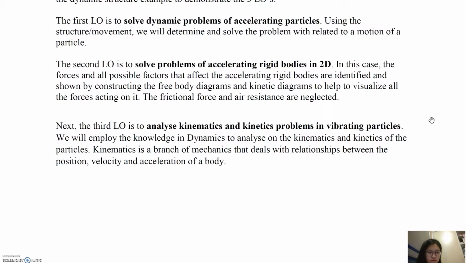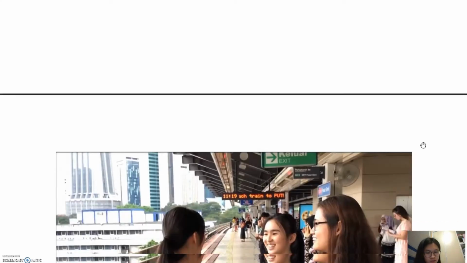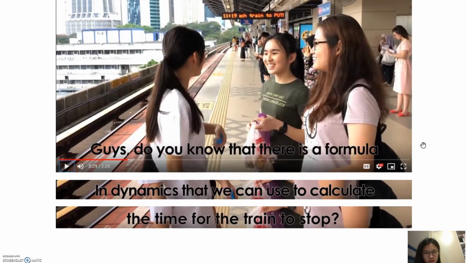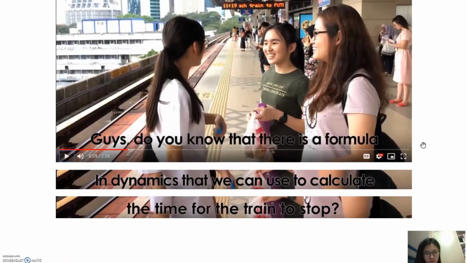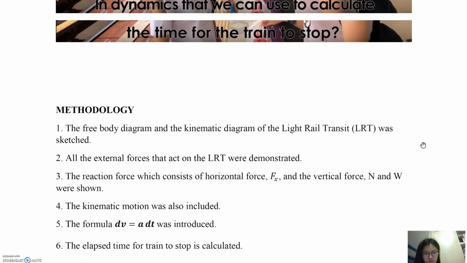Next, the third learning outcome is to analyze kinematics and kinetic problems in vibrating particles. So what we have learned in dynamics in these 14 weeks, we will employ the knowledge to analyze kinematics and kinetics. So now let's move on. Here is a glimpse of our video, which discusses the formula that we have learned to calculate the time for the LRT to stop.